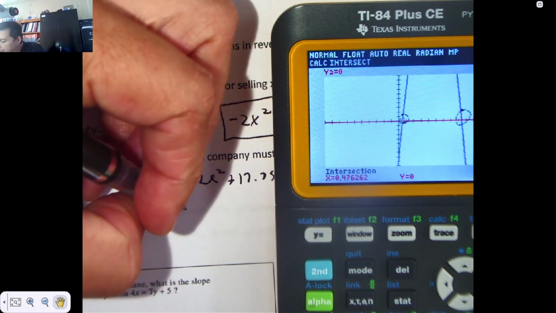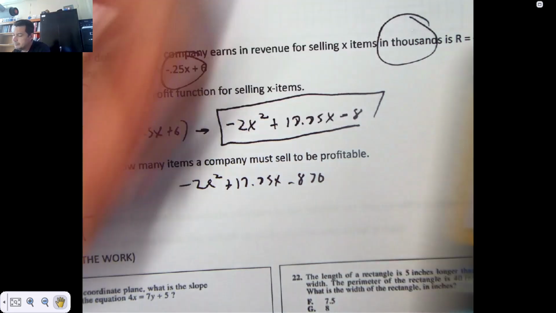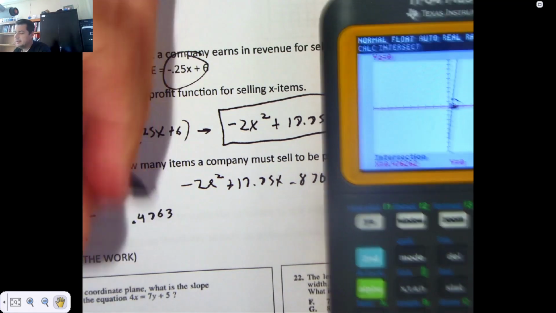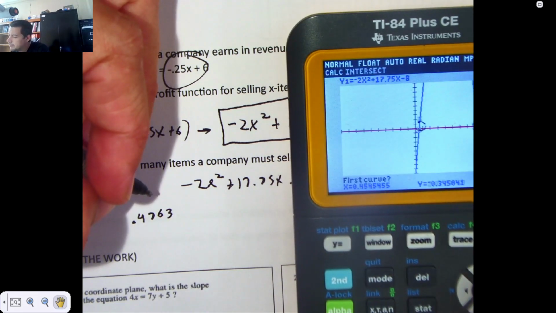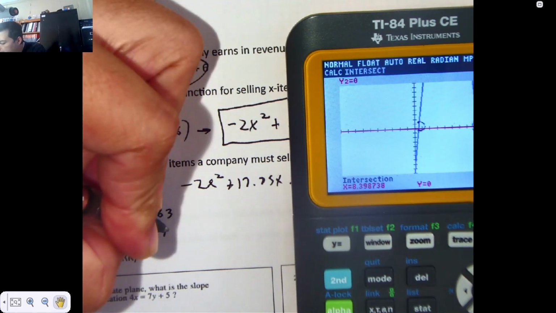And the left value here, and again, this is in thousands, is it not? I got 0.4763. Go after the right one. Enter, enter, enter. I got 8.3987.